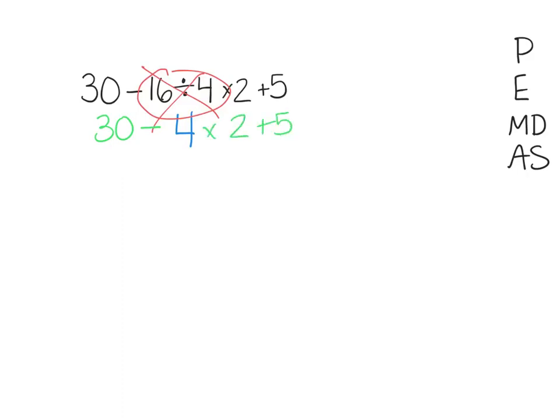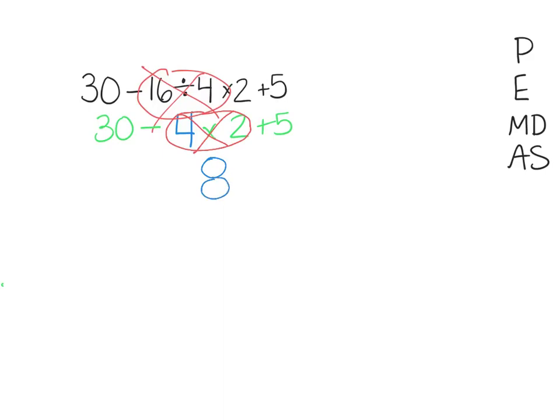So I only change one thing at a time. Now I'm going to keep following the order of operations to see what I can do next. So let's see if I have any more multiply and divide. Subtract, yes, I have a multiply. So I do this one next, 4 times 2. Well, 4 times 2, I can change that to an 8.